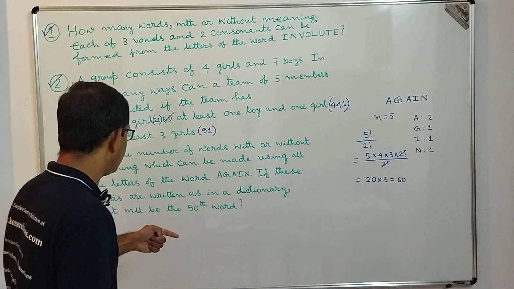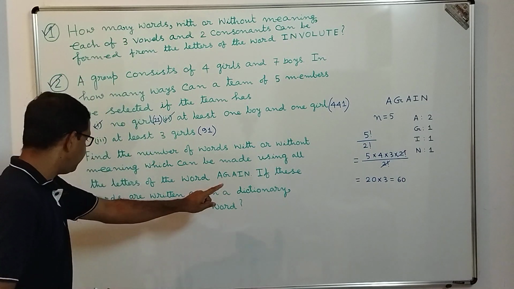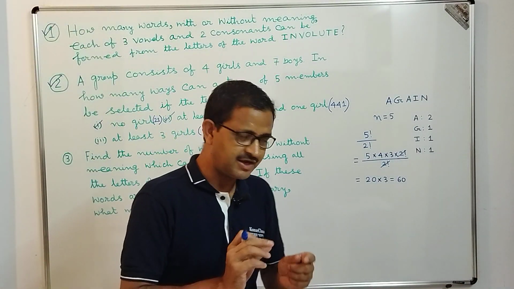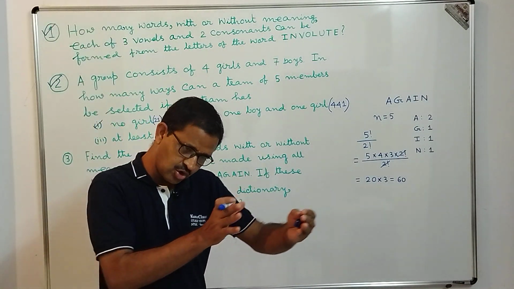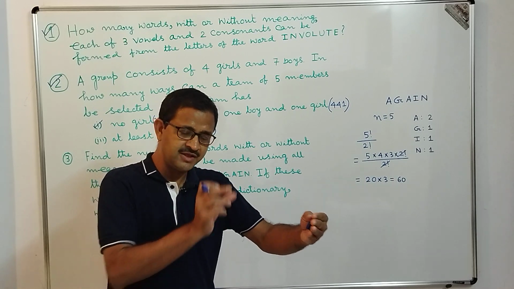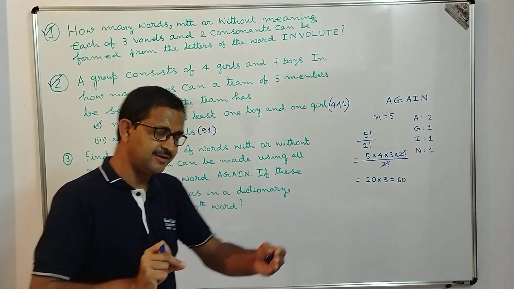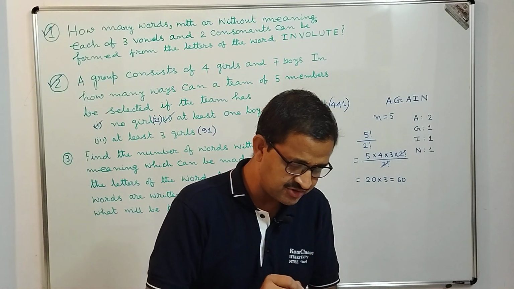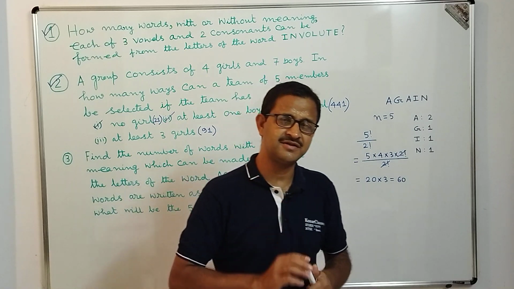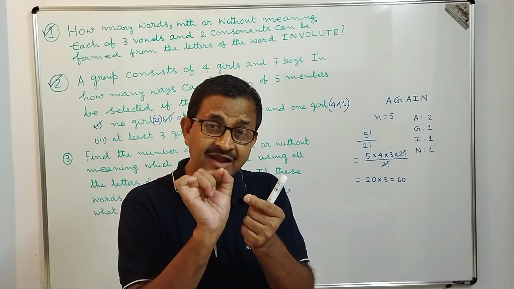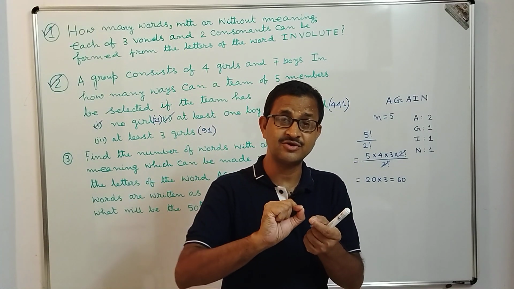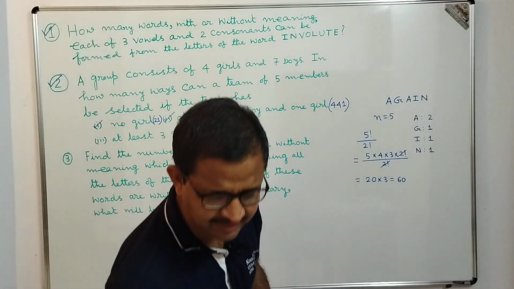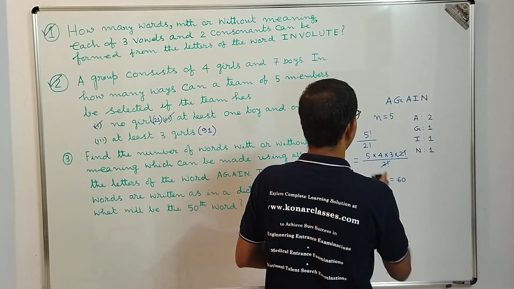Now concentrate on the second question. If these words are written in a dictionary, that means all these 60 words we got, with or without meaning, if we write them one by one in the dictionary, what will be the 50th word? Now here comes the question of how the words are written in the dictionary. That is in proper alphabetical order. There is a name for it also, called lexicographic order. What is meant by that? Let me give you a little idea about this. After that we will proceed to answer this question.